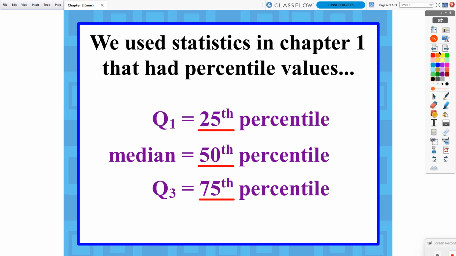So Q1 is at the 25th percentile because there are 25% of values that are less than or equal to it. The median is halfway in our data set, and halfway is going to be 50% of our data is less than or equal to the median. And Q3, there's 75% of values that are less than or equal to the third quartile.